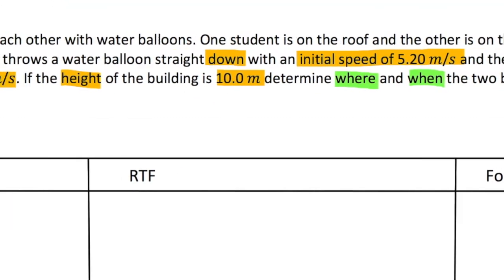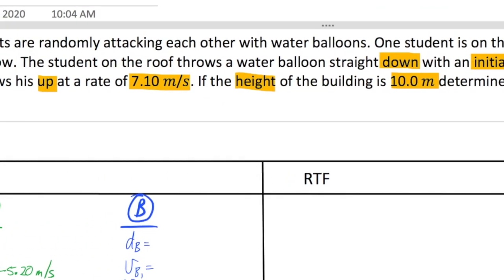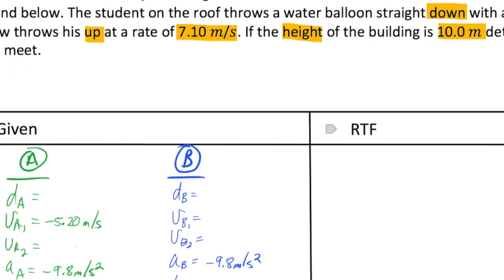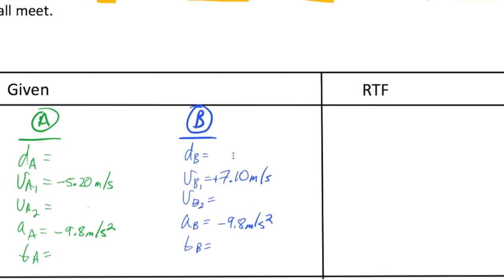Now, the other bit of information that we know is that object B is being thrown up at 7.1 meters per second. So our VB1 is positive 7.10, 3 sig figs, meters per second, and that positive means that it's moving up. Now, let's take a look at what we've got here. So far, in both cases, we have two known bits of information. To solve any equation, though, if you recall, we need to have at least 3 known kinematic parameters. The problem is we only know 2.